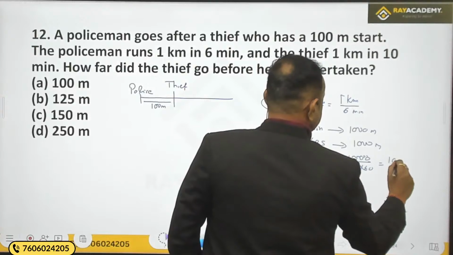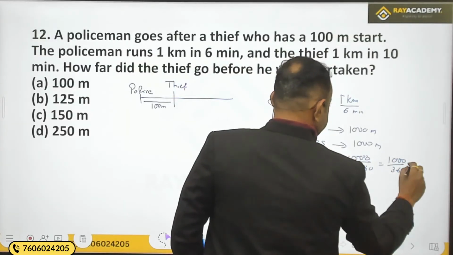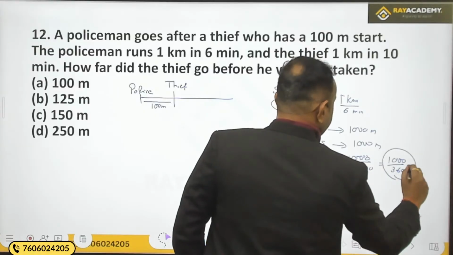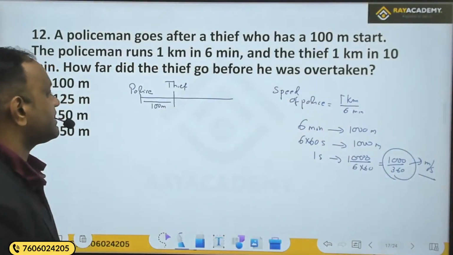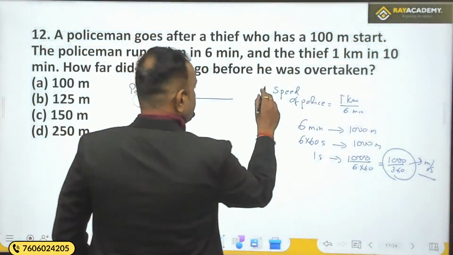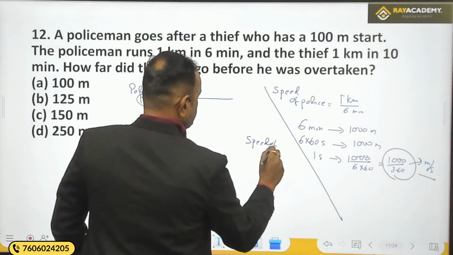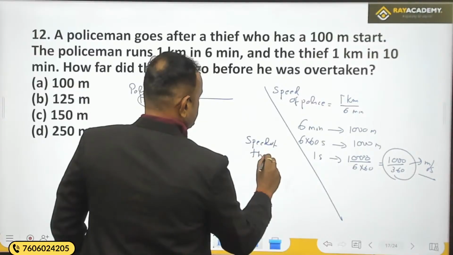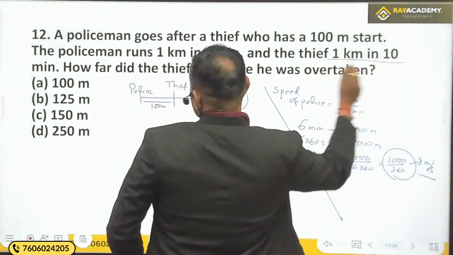So this is 1000 by 360, right? This is the speed of the police in meters per second. Similarly, we have to find the speed of the thief. The speed of the thief in the question is 1 kilometer in 10 minutes.